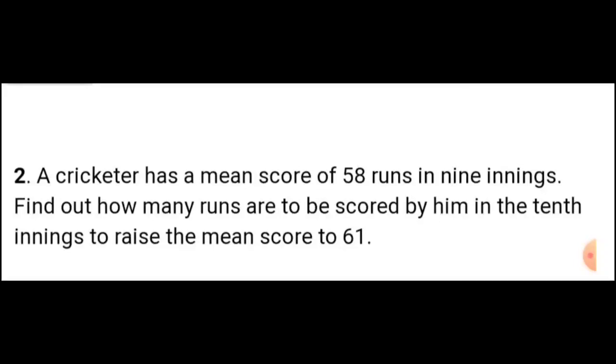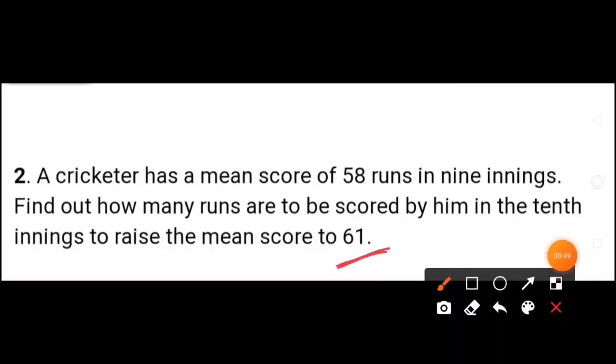It is saying that if he plays one more innings, the 10th innings, whatever runs he scores in the 10th innings will result in the mean score or average increasing by 3 runs. So understand what it is saying: after playing the 10th innings, the average will be 61. So in the 10th innings he must have 61 runs, as the average. And what about the previous 9 innings? The 9 innings were of 58 runs.